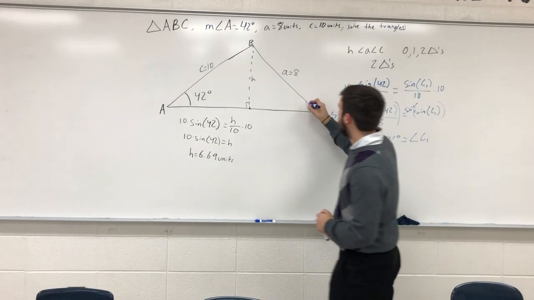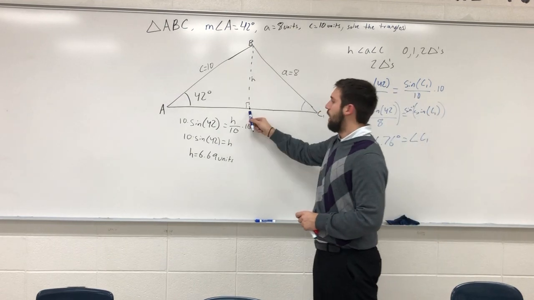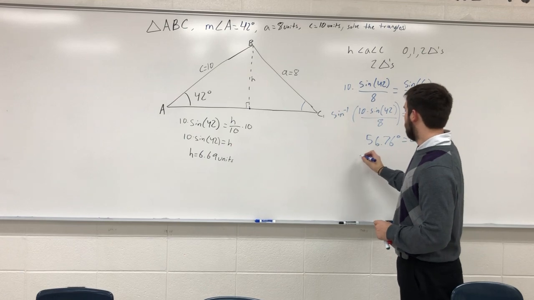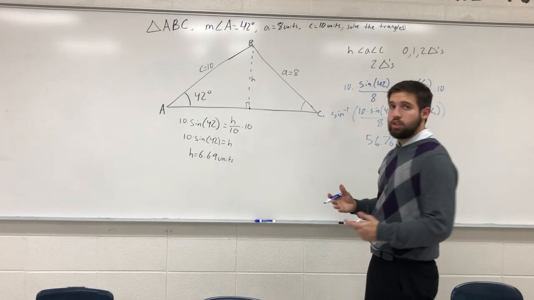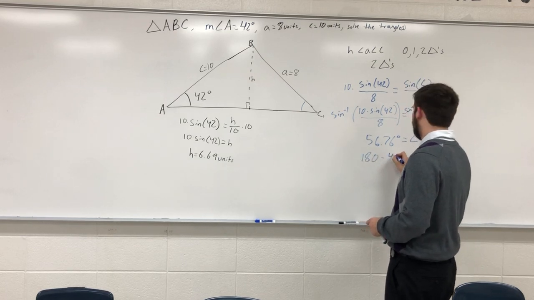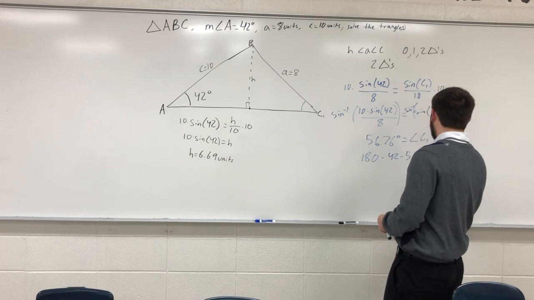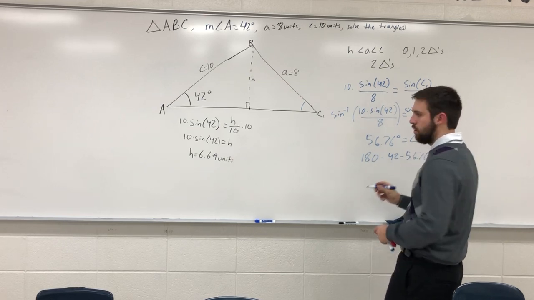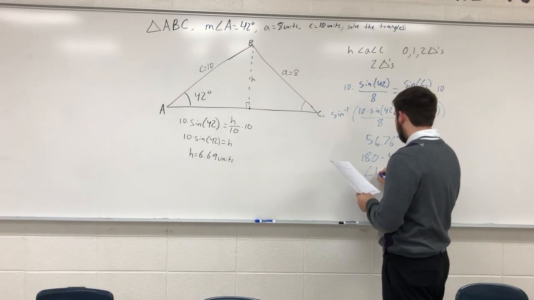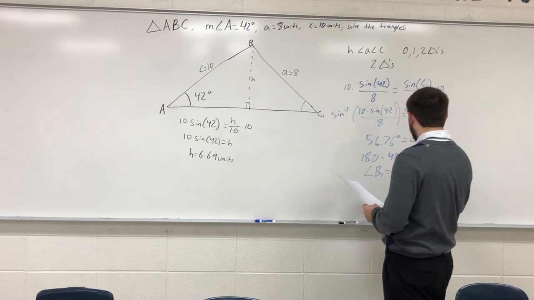So I now have this angle, and now I have to try and find my angle B1 and my side b. To find angle B1, I have a triangle, so I know the angles of a triangle add up to 180. So I can take 180 minus 42 minus 56.76, and that equals the measure of B1. When I type that into my calculator, I get that angle B1 equals 81.24 degrees.